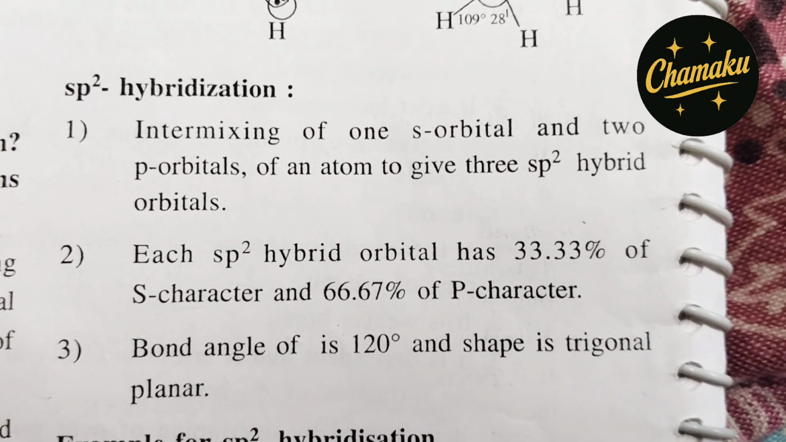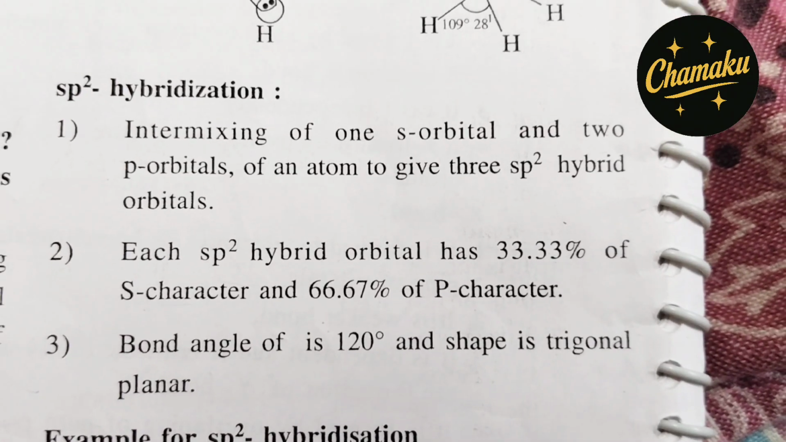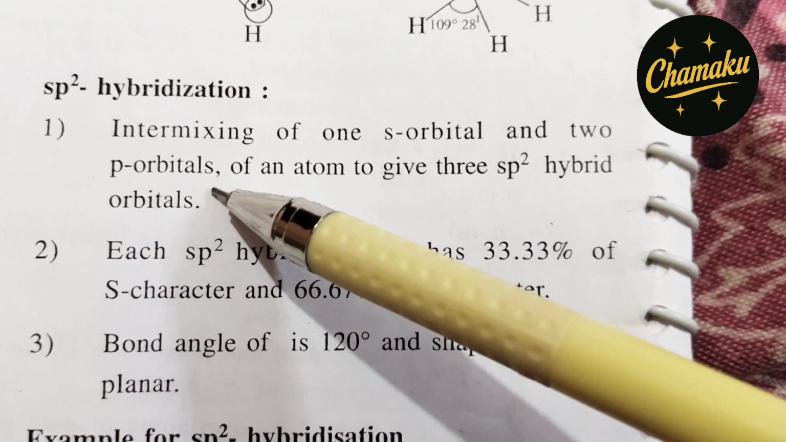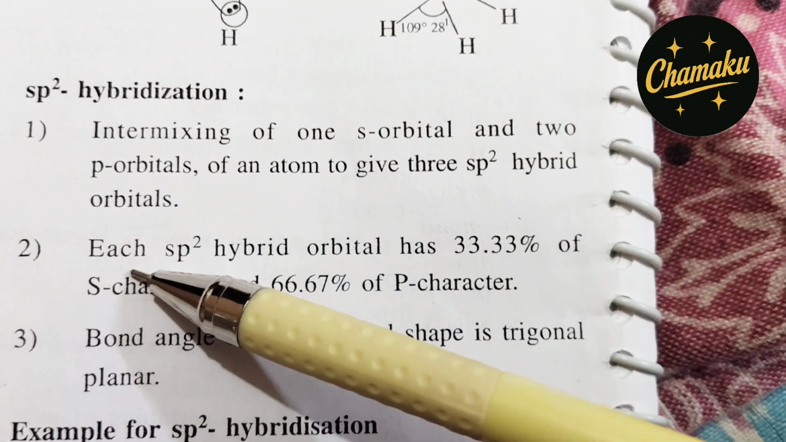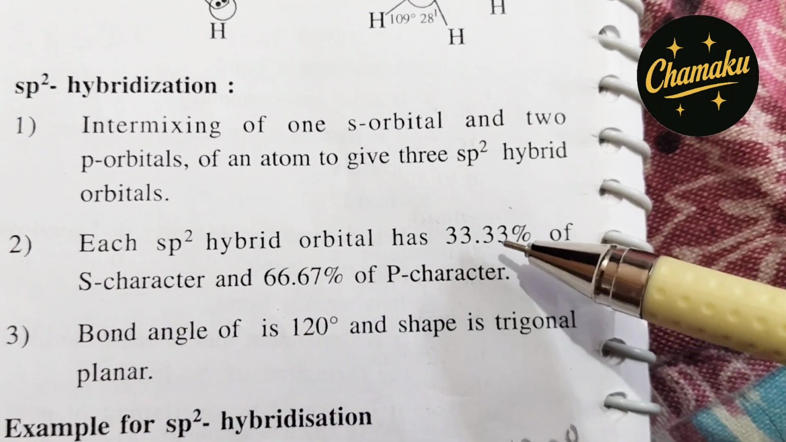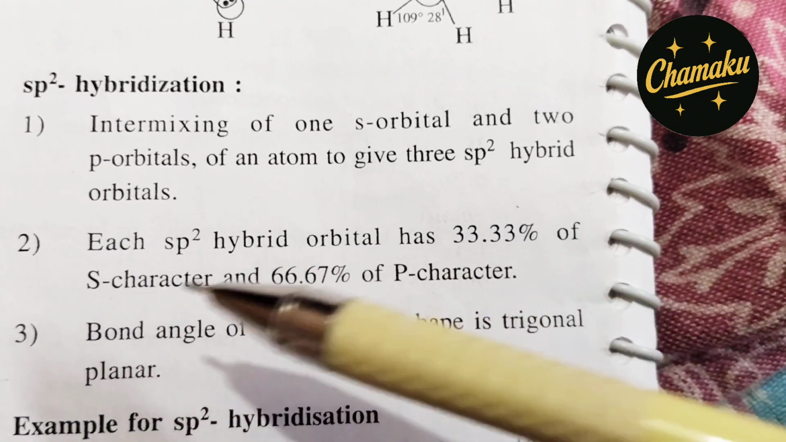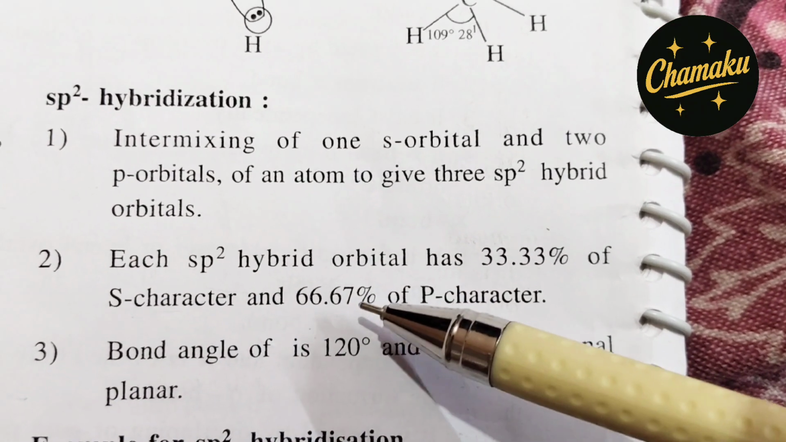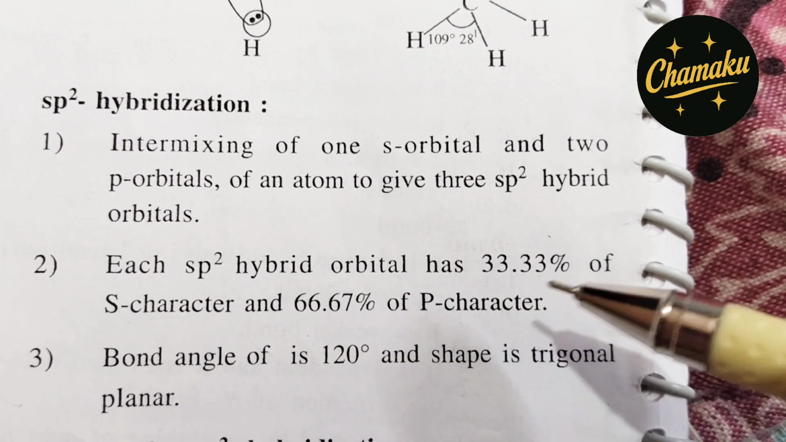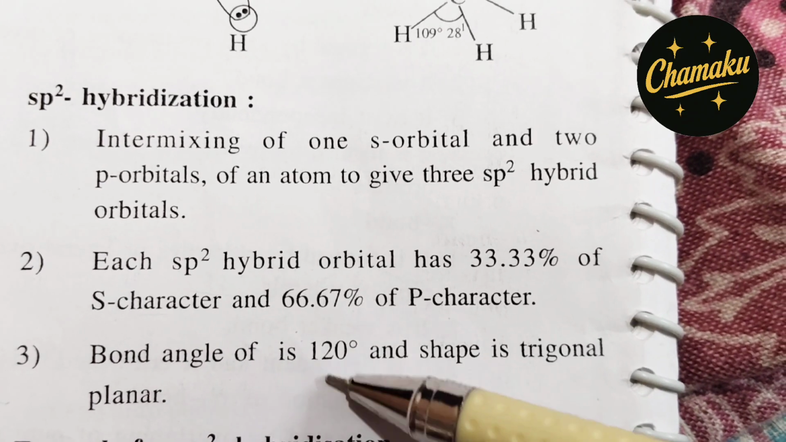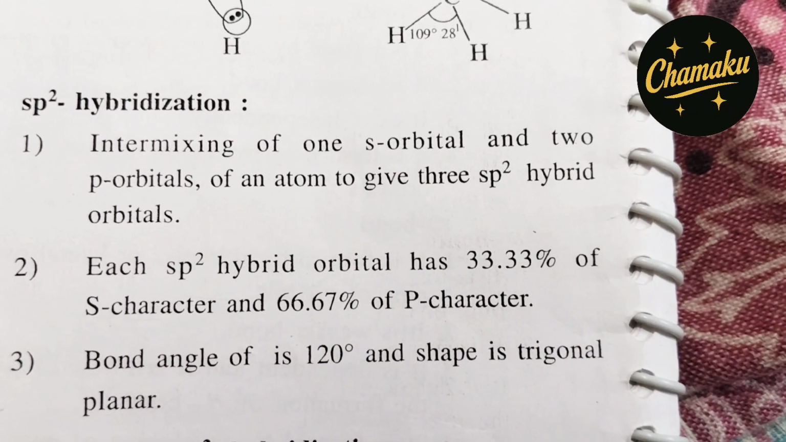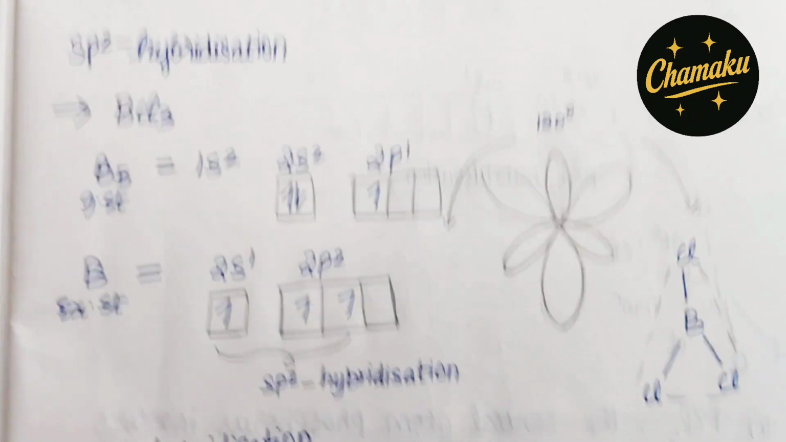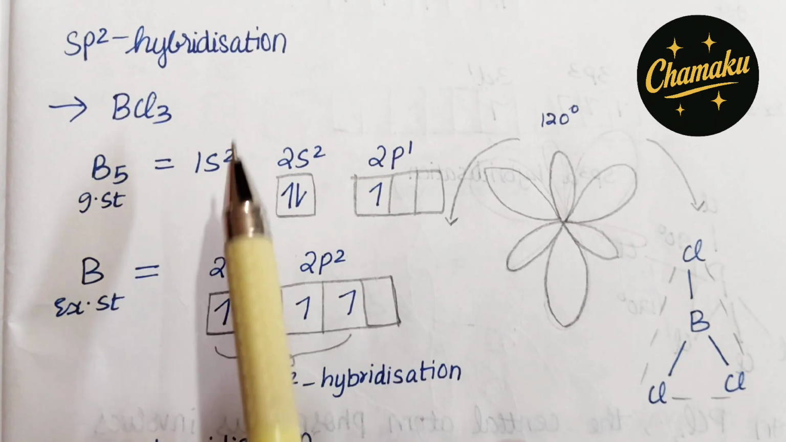Coming to the sp2 hybridization, intermixing of one s orbital and 2 p orbitals of an atom gives 3 sp2 hybrid orbitals. Each sp2 hybrid orbital has 33.33% s character and 66.67% p character. Bond angle is 120 degrees and shape is trigonal planar. So this is the example for sp2 hybridization, BCl3.